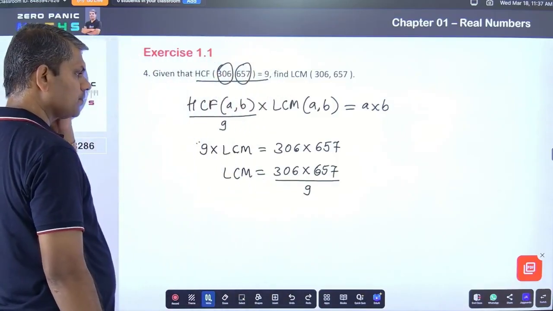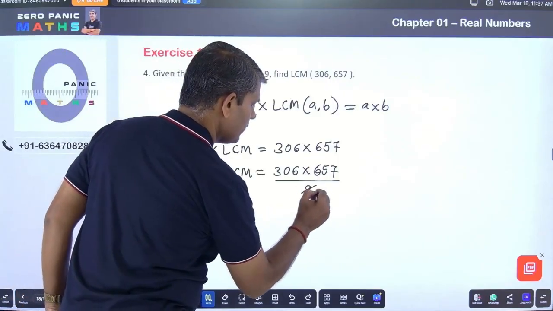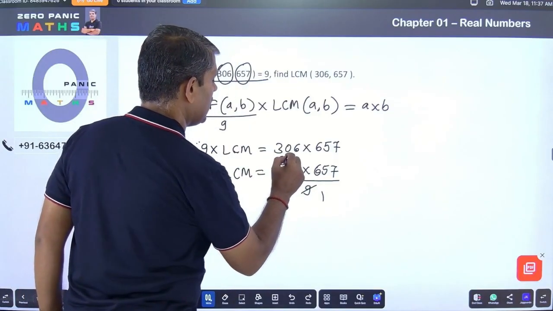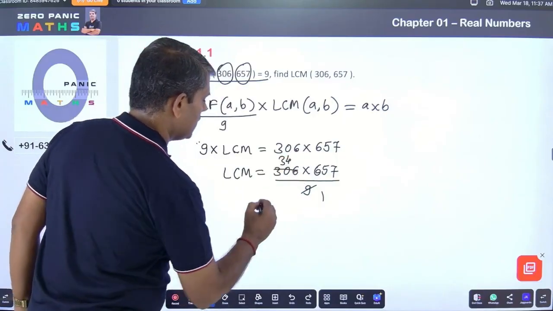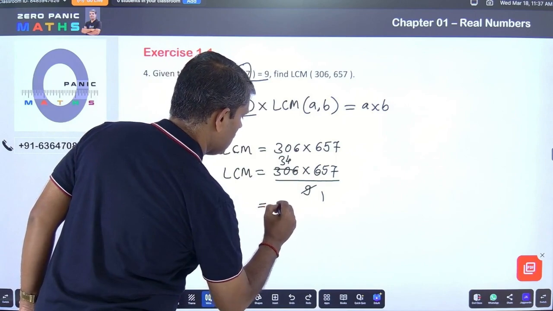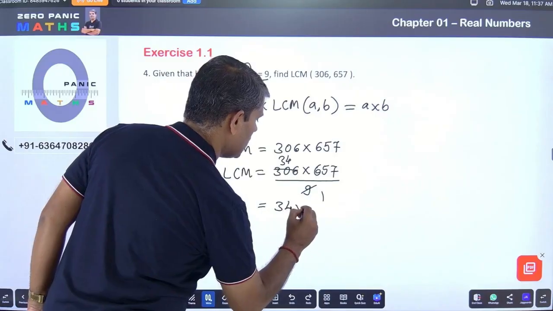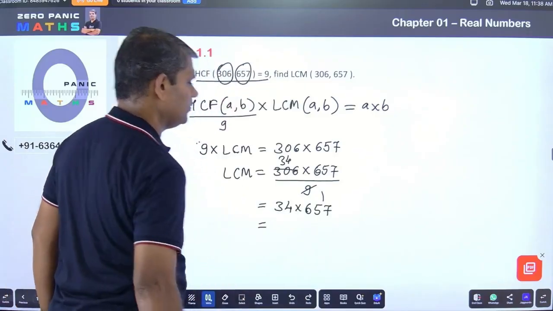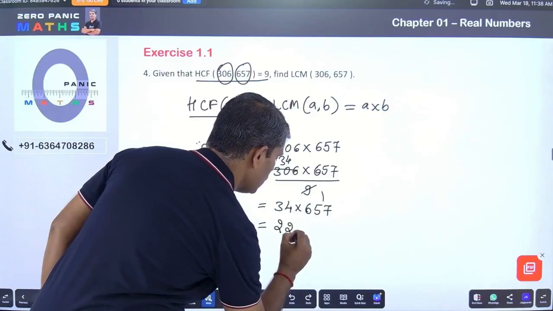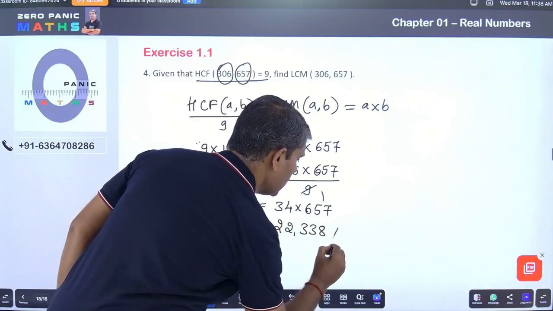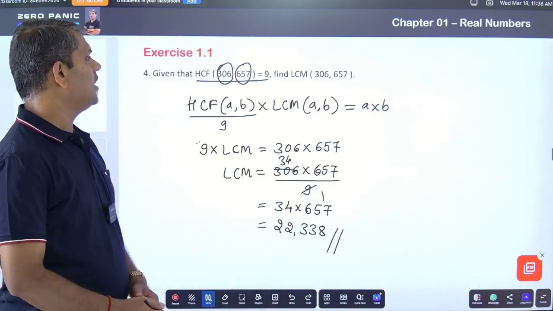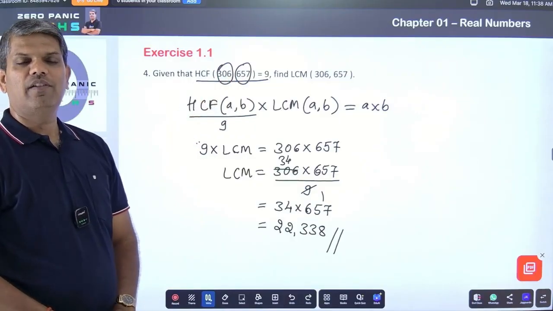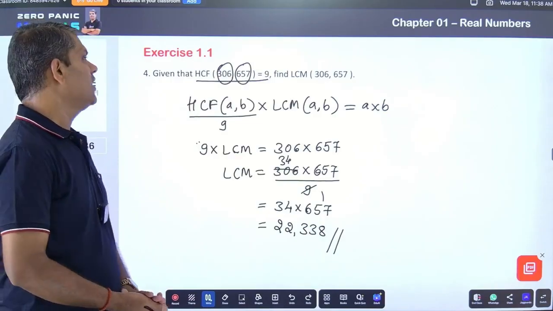Okay, 9 ones are 9, 9 threes are 27, 3 remains, 9 fours are 36. So that is 34 multiplied by 657. What will it sum up to? It will sum up to 22,338. And this is the LCM of the two given numbers 306 and 657. Okay, now let us move to the next problem.